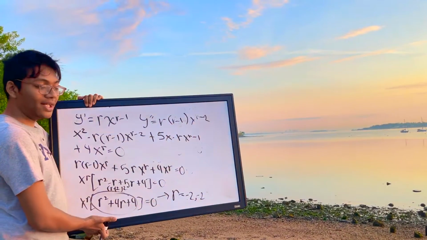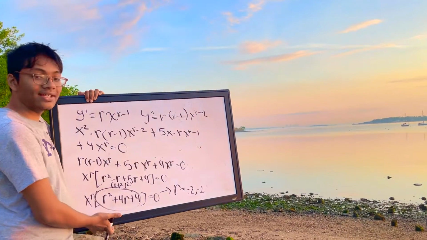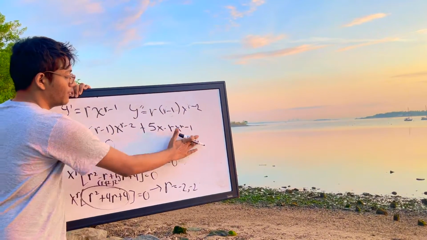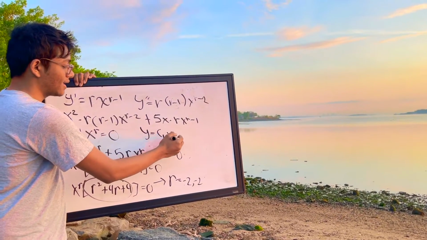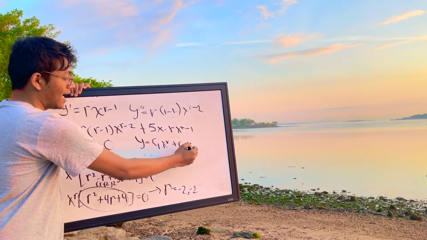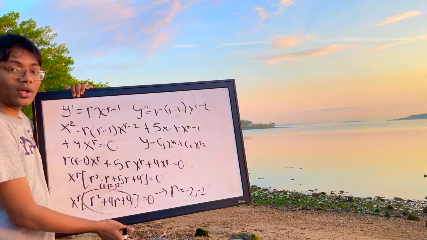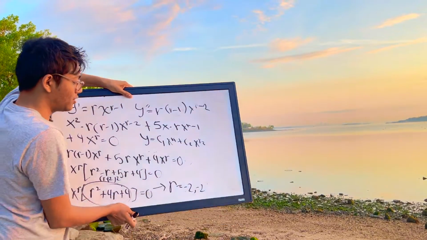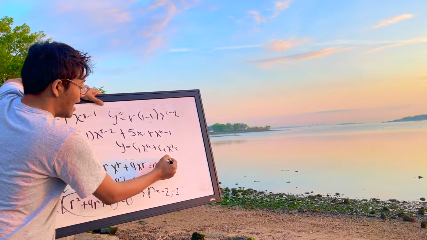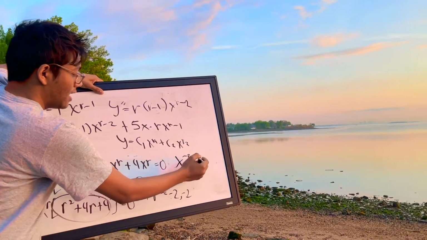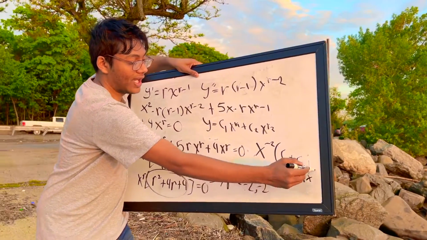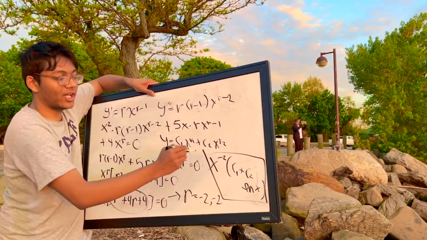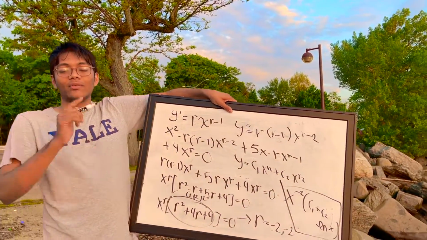And so now what will our final solution be? It's going to be y equals c1 x to the r, so c1 x to the minus 2. And by the way, I'm going to write here ln of x because it's a repeated root. Negative 2 is a repeated root. So we're going to have x to the minus 2 times c1 plus c2 ln of x. And that is the final general solution for this differential equation.